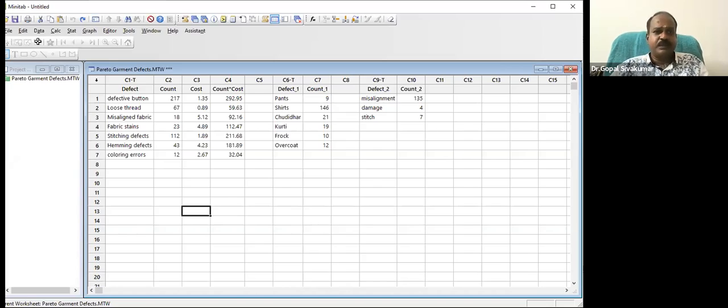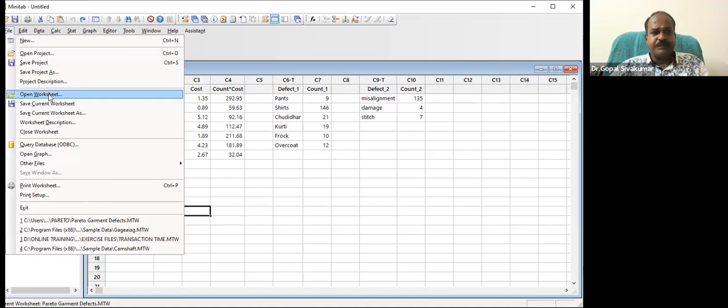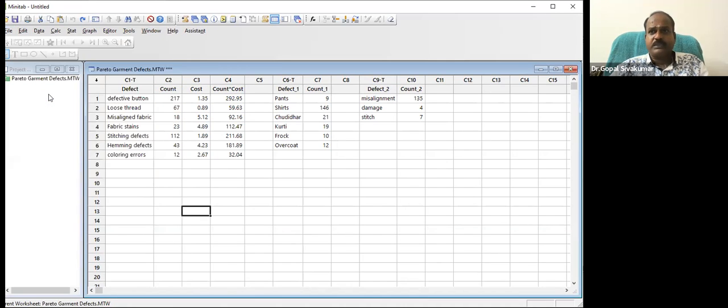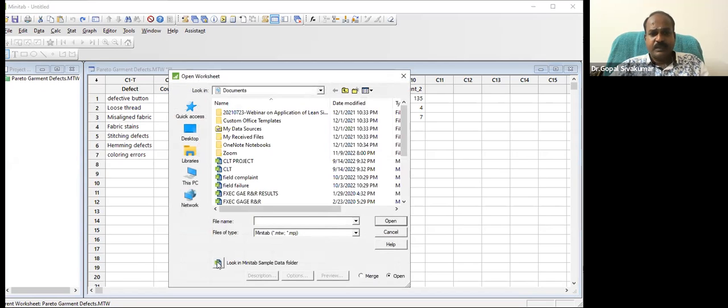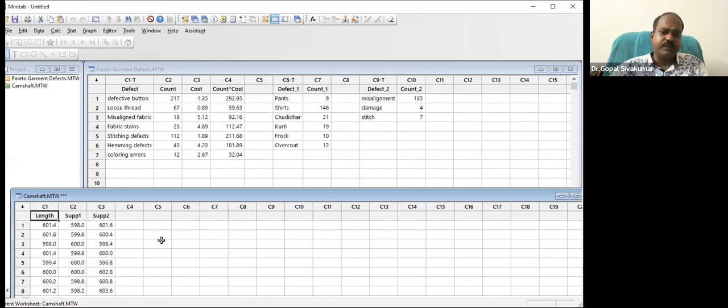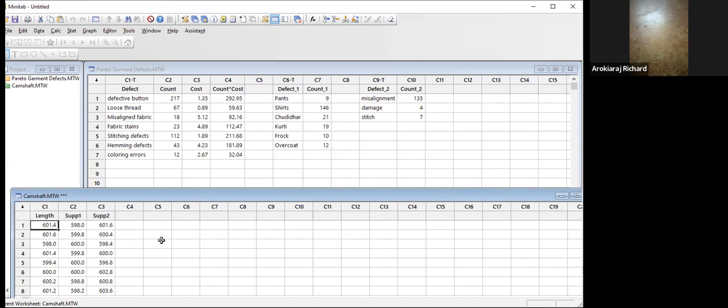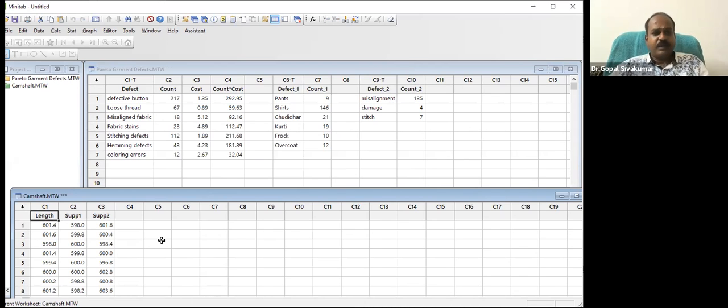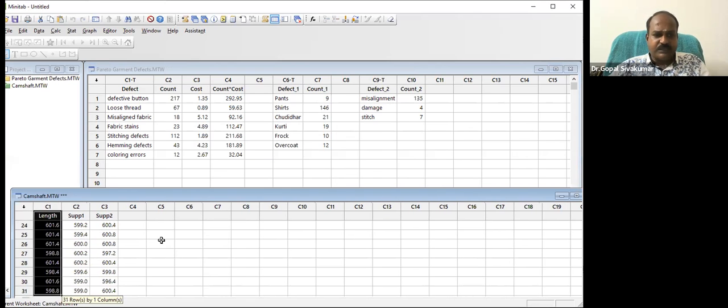Now, once again, I'm taking you to Minitab. Again, I am in the Minitab screen. Let me open some data. File, open worksheet. Look in sample data. Let me open Camshaft. An engineering component, camshaft, which is normally powertrain, power drive. And now the length of the camshaft is documented.